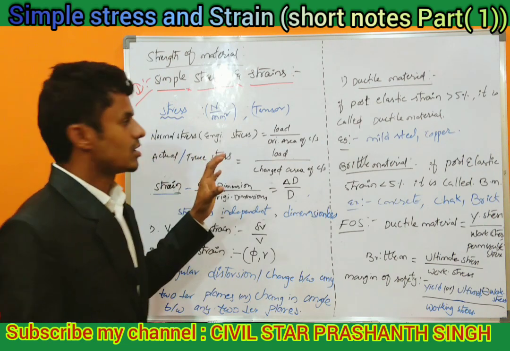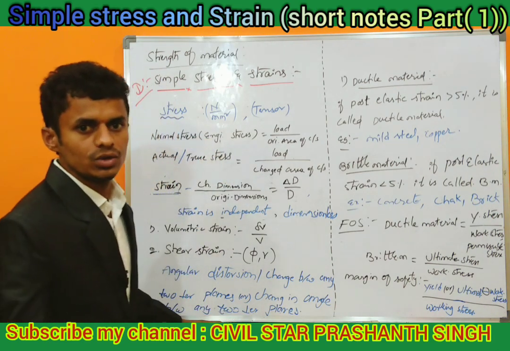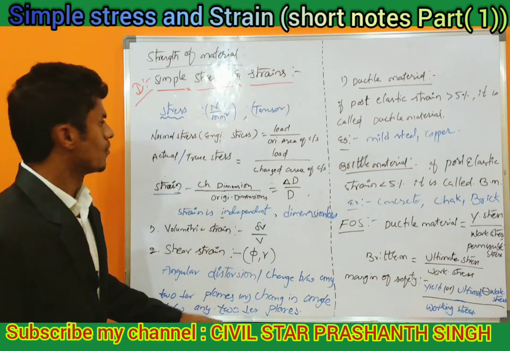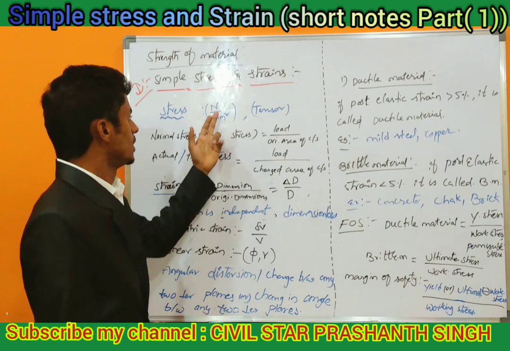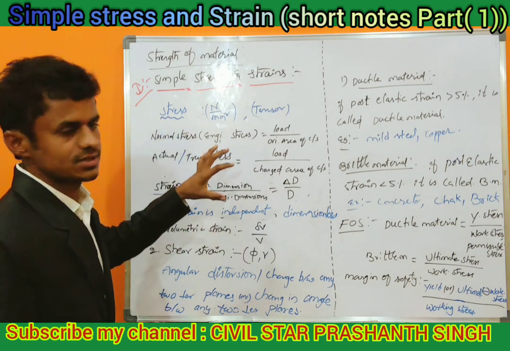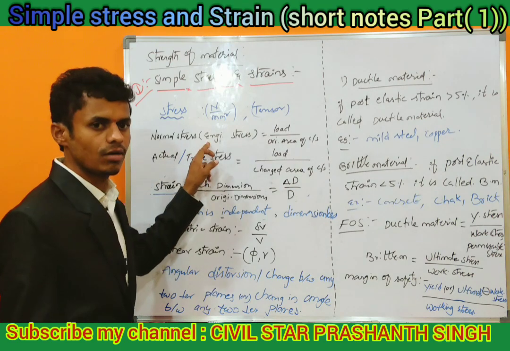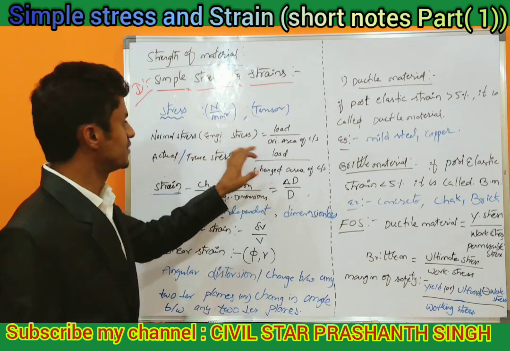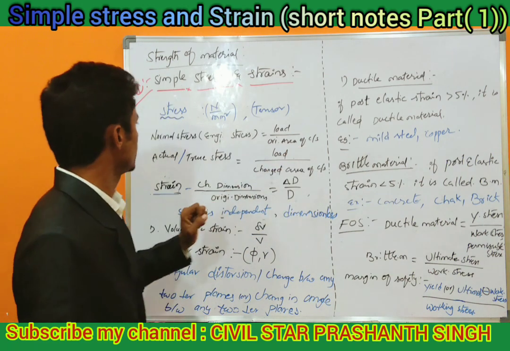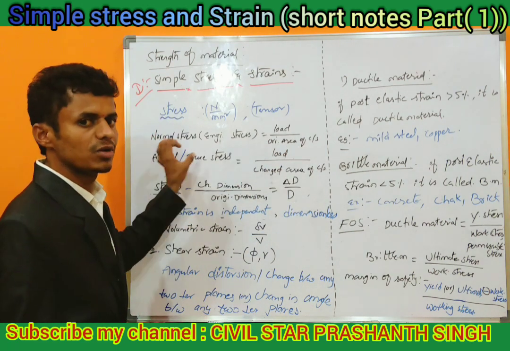The resistance offered by the body to the deformation is known as stress. What are the units it has? Newton per mm square. What are the types of stresses? Next one, normal stress or engineering stress. What is the definition? Load by original area of the cross section. It is known as normal stress.